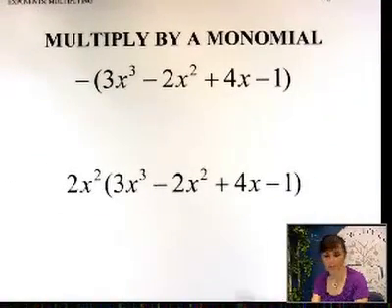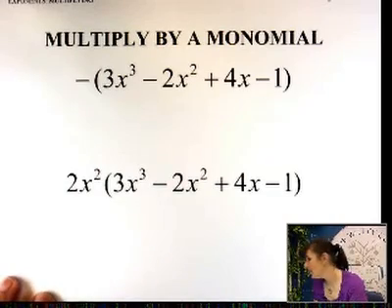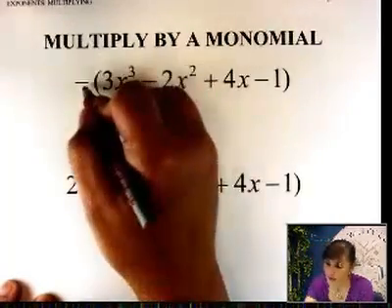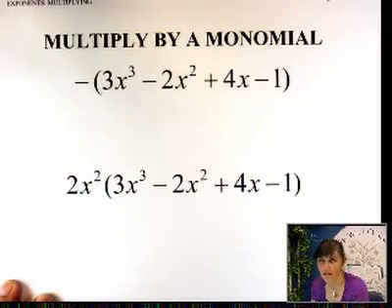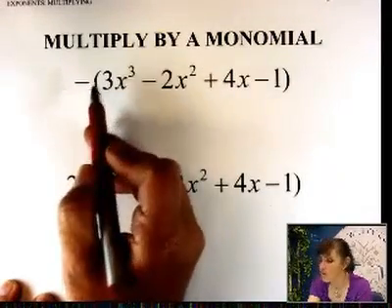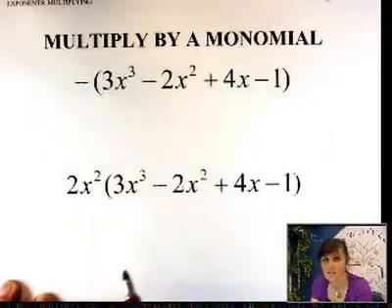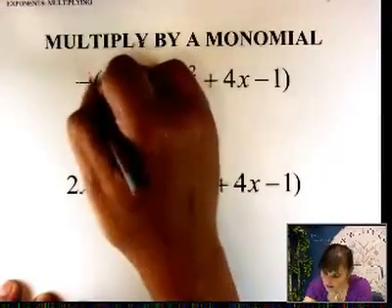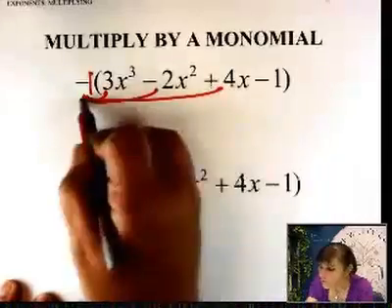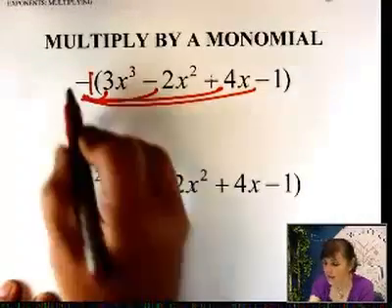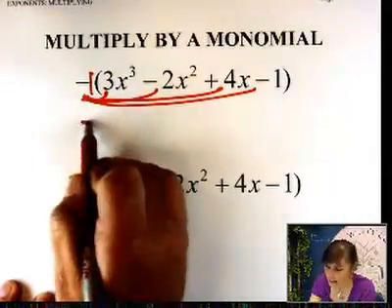Multiplying by a monomial. I'll just start with the most tricky monomial. This one is going to be a -1. You're not going to see -1 in there necessarily. They will usually put a negative and then parentheses. Just always know that there's a -1 times. And you're going to use the distributive property. Okay, here we go. -1 times 3 is -3.